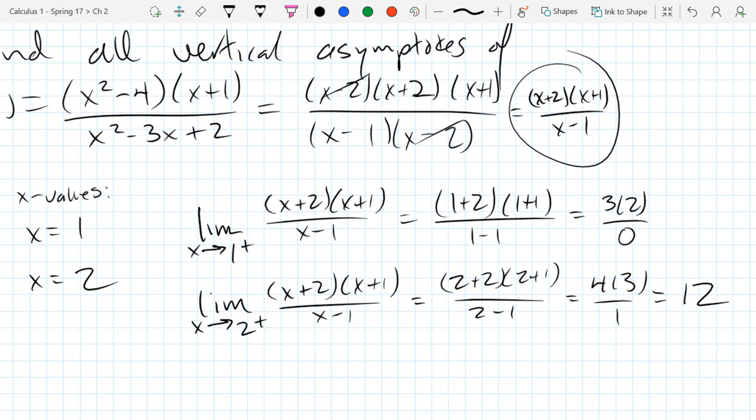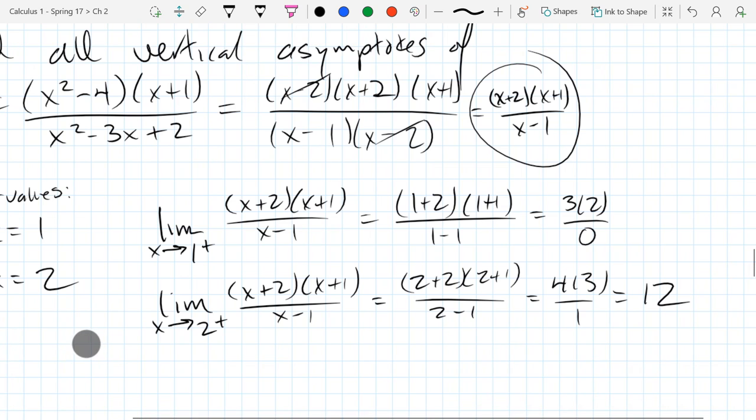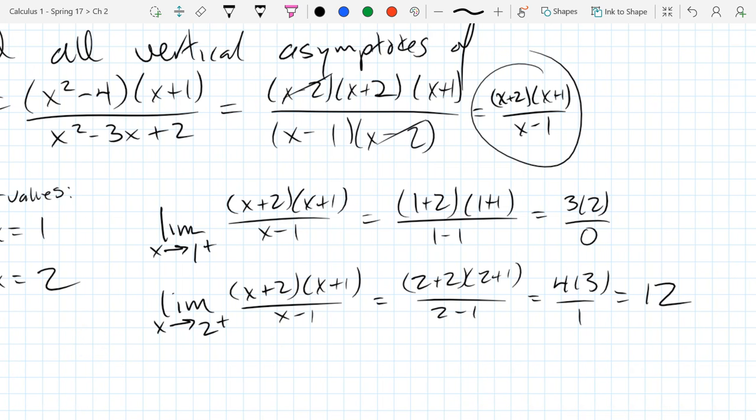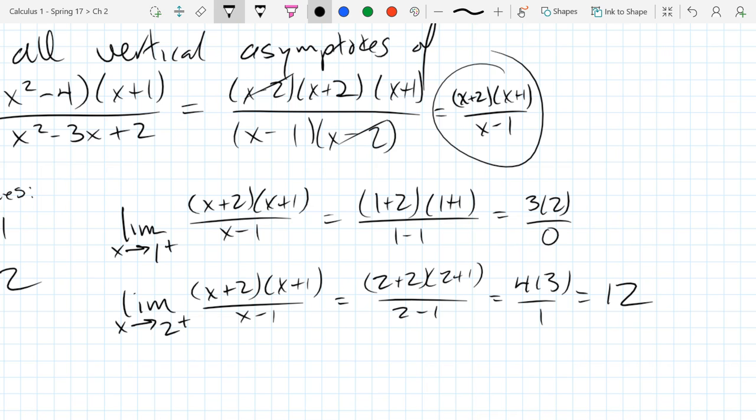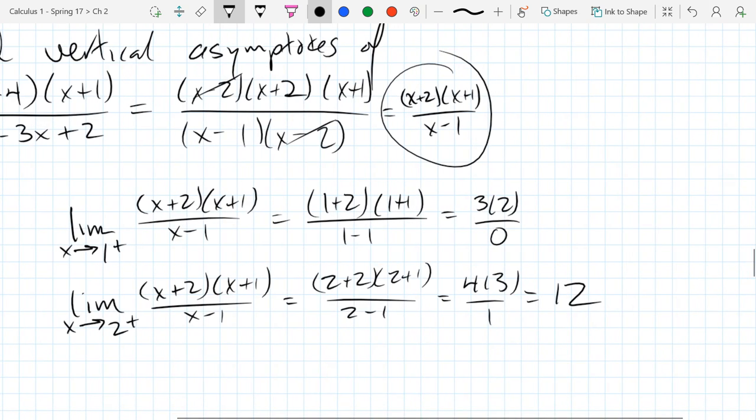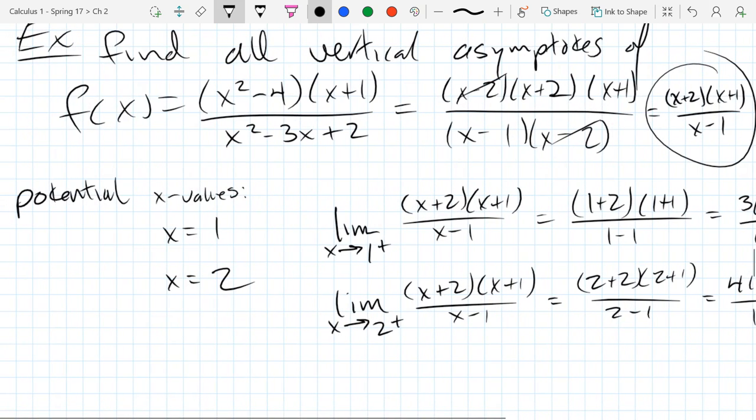So at this point, 2 is not a vertical asymptote, because I did not get infinity or negative infinity on my limit here. We're approaching 12 when x is approaching 2 from the right side. If I approach 2 on the negative side, that plus or minus didn't matter. I would get the same exact number. So it's not an asymptote.